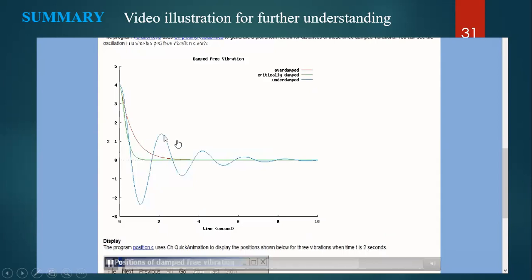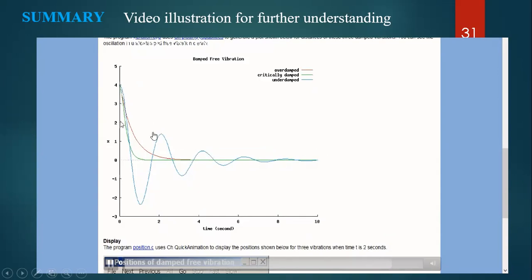So look, the 3 cases are plotted here. This is the underdamped vibration case. This underdamped vibration goes like this, finally diminishes, and finally vanishes. So it produces a kind of logarithmic decrement here from both sides like this.